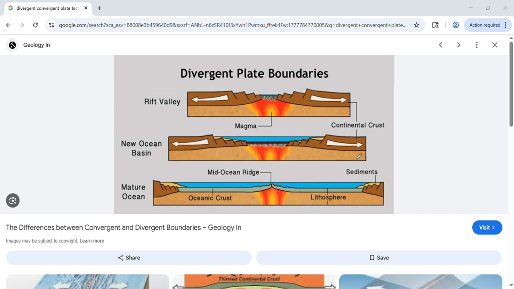Next question, describe the Pacific Ring of Fire. So this region is the Pacific Ring of Fire. It is a horseshoe shaped zone of intense volcanic activity and seismic activity caused by subduction of several oceanic plates.